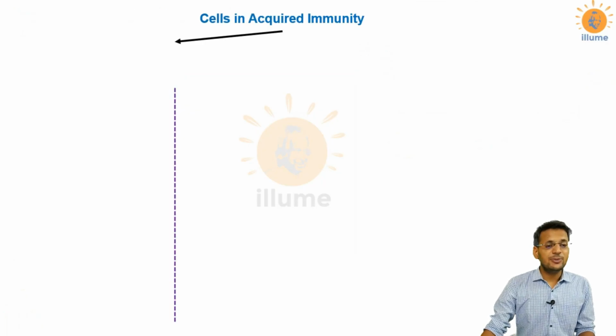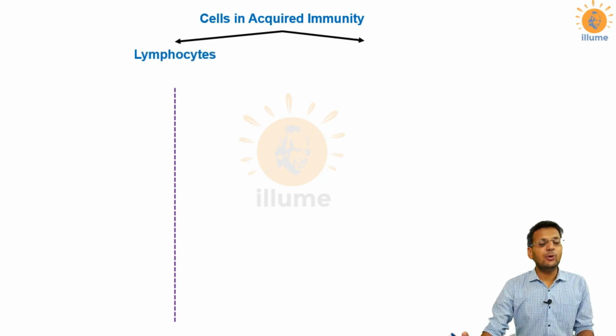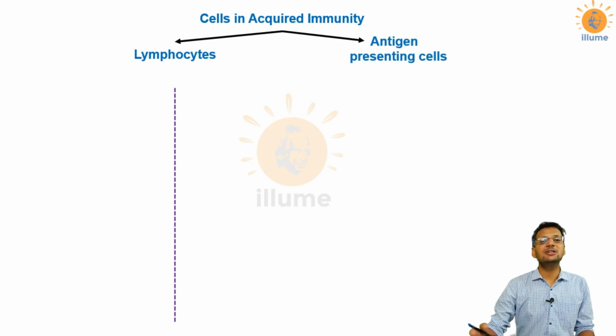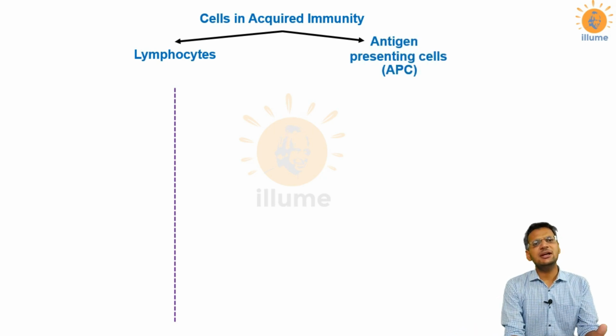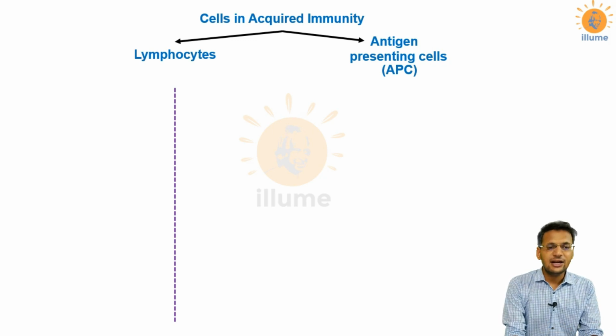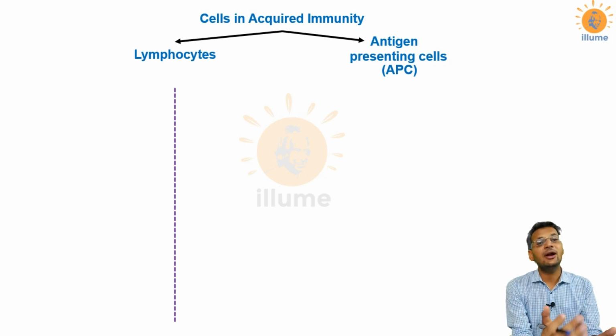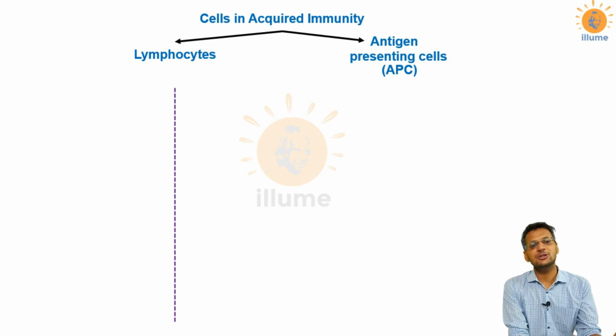Now I'll be discussing the cells which play roles in acquired immunity. Basically, two types of cells play very important roles in acquired immunity: lymphocytes and antigen presenting cells, APCs. Now, what are antigen presenting cells? These are the cells which recognize the antigen and then present those antigens to the lymphocytes. Now lymphocytes will fight against those antigens. You can learn this by a simple example: there is someone who has been arrested by the police. The police would arrest that thief and would present him in front of the court.